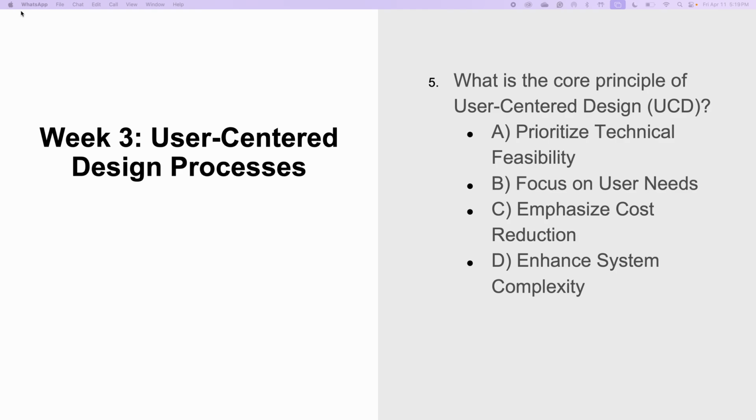Emphasizing cost reductions could lead to cutting corners that harm usability, a bit like using a cheap ingredient in a gourmet dish. And enhancing system complexity is more likely to confuse users than delight them. It's like adding too many spices to a dish, making it unpalatable. Okay.